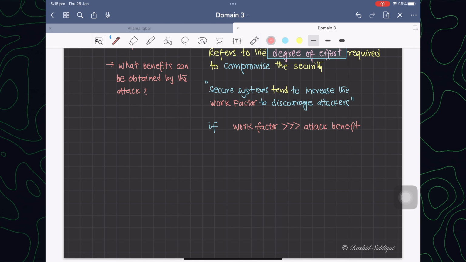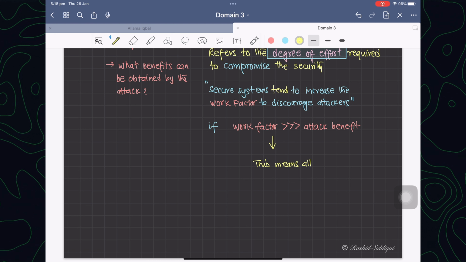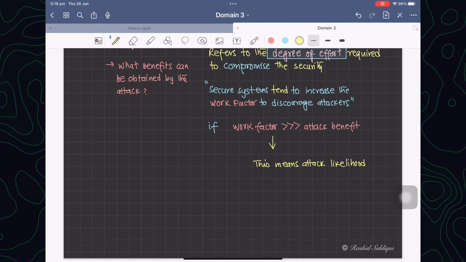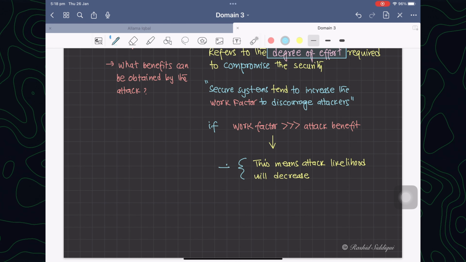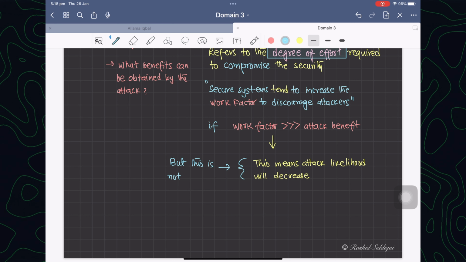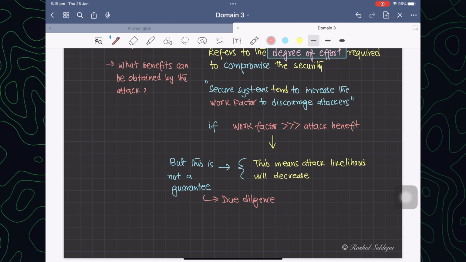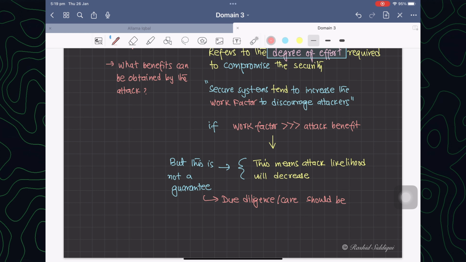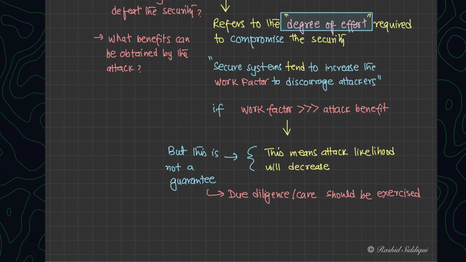So if the work factor is far greater than the benefit of the attack, this means that attack likelihood will decrease, and if attack likelihood decreases, we can categorize the risk posed to the secure system as low risk, right? Even so, a decreased likelihood is not a guarantee that an attack will not happen. An attack can happen even though the likelihood decreases. So we have to always do due diligence and due care in doing the proper risk assessment of the system and putting in countermeasures.